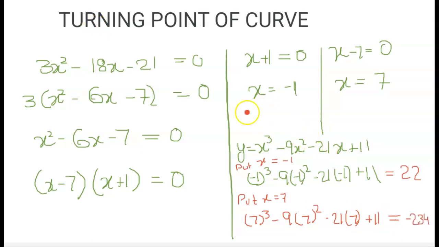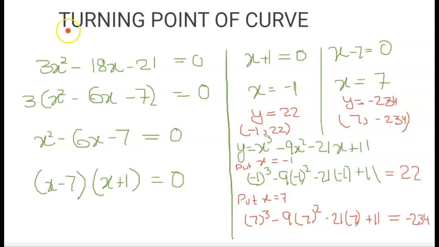Which means when x was minus 1, the y was 22. So the coordinate is minus 1, 22. That's one coordinate of the turning point. Then the other coordinate of the turning point is when x is 7, the y was minus 234. So the coordinate is 7, minus 234. We can check this coordinate by plotting the equation of this graph.